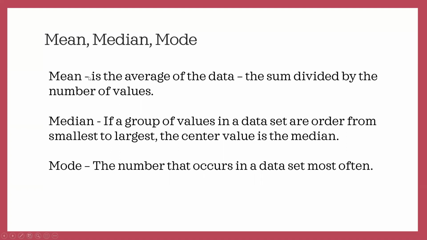So the mean is the average of the data, the sum divided by the number of values. The median is if you have a group of values and you place them in order, the number in the center is the median. And the mode would be the number that occurs most often in your data set.